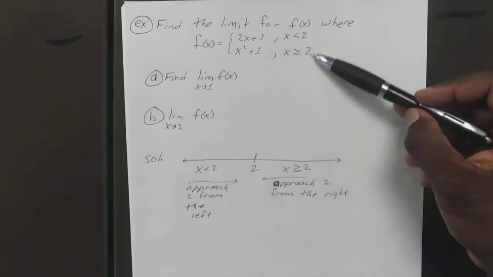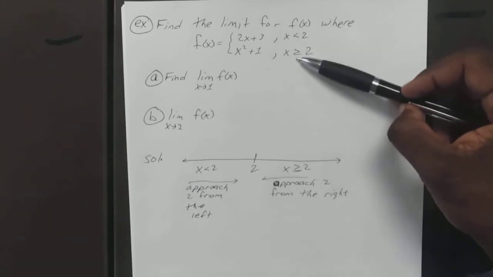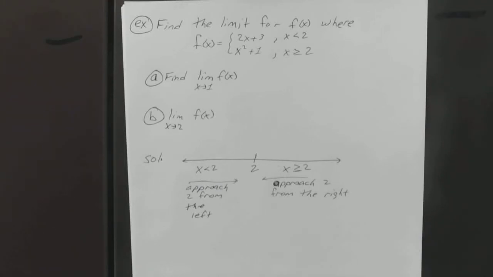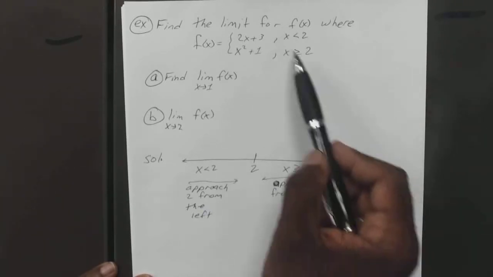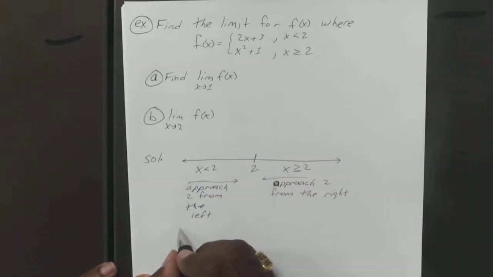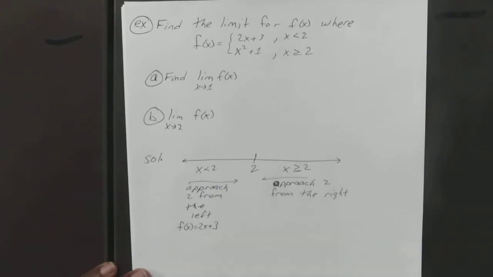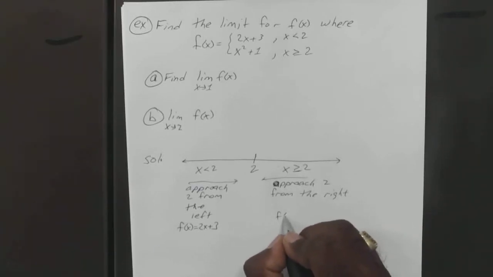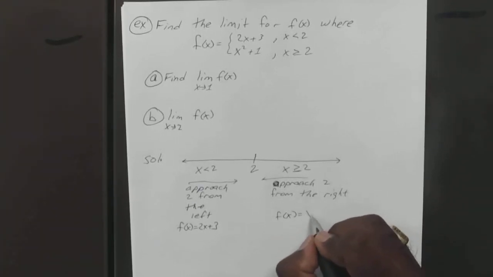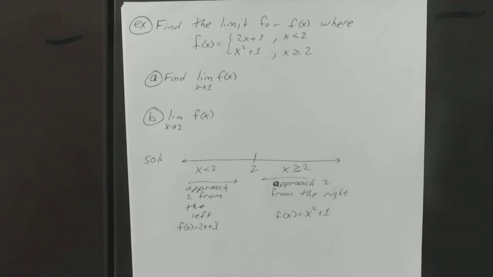Okay. So for our piecewise functions, it all depends on these conditions right here. Once you get those conditions written down and understood, you'll know how you're approaching it. So we know that if we're approaching 2 from the left, we're going to use 2x plus 3. And if we're approaching it from the right, we're going to use f of x equals x squared plus 1. Does that make sense?